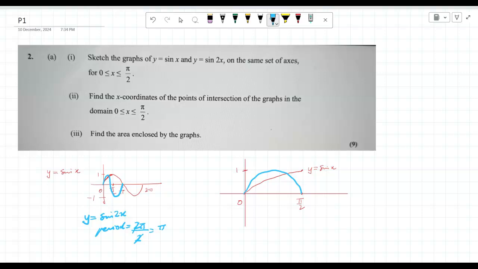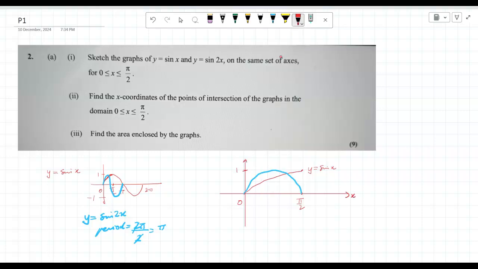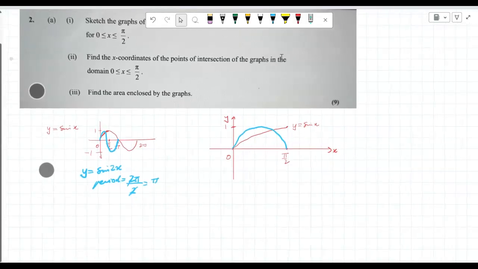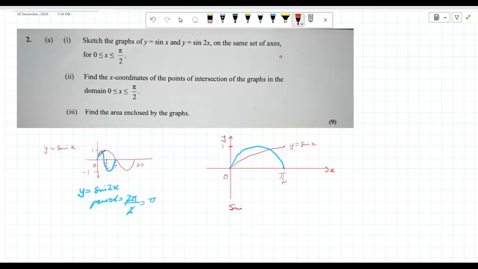Then find the coordinates of the point of intersection. By the way, it's very important that you draw your graph only in the domain. Don't go beyond the domain, I'll cut your marks. So this is my graph. Point of intersection, you just equate them. So what will it be? It will be sin x is equal to sin 2x.